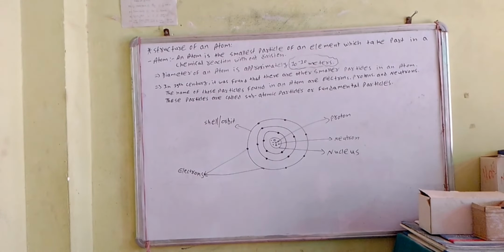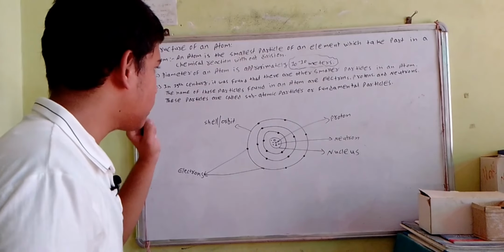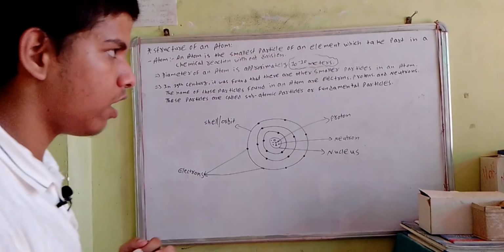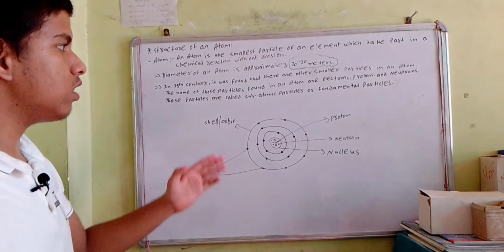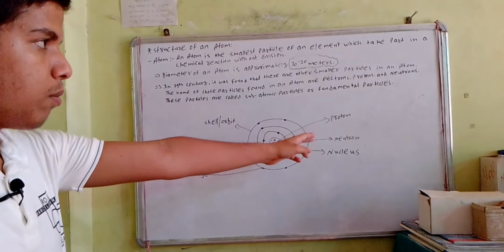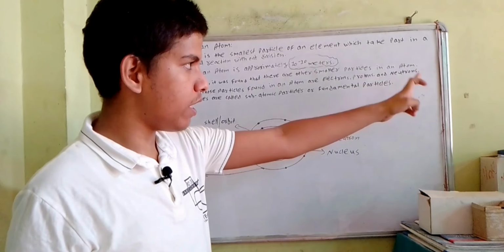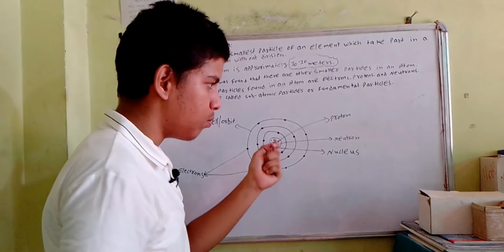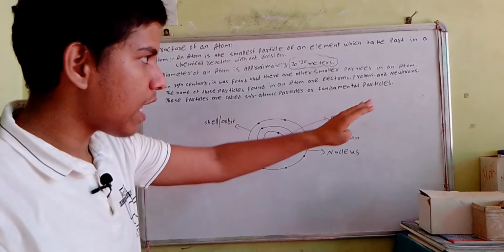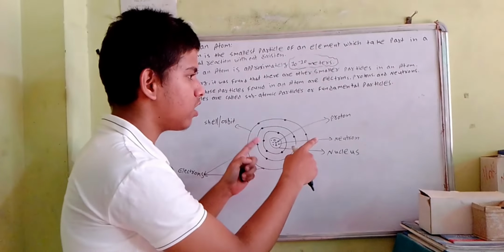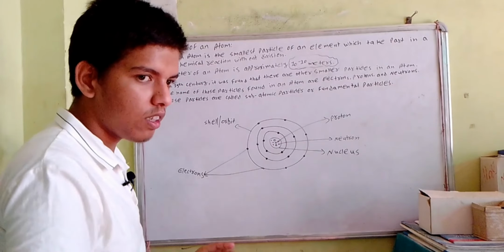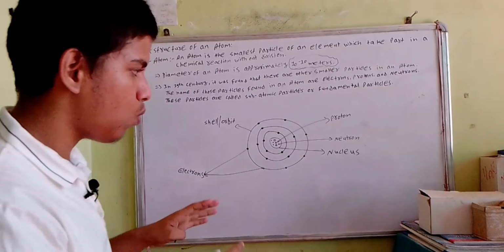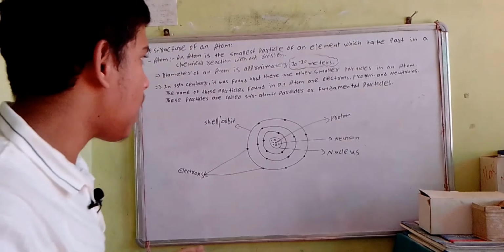And then, in the 19th century, it was found that there are other smaller particles in an atom. The names of the particles found in an atom are electrons, protons, and neutrons. These are the 3 particles which help to form a single atom, right? So inside an atom, these particles are present: electrons, protons, and neutrons. We are going to discuss all of these after this.